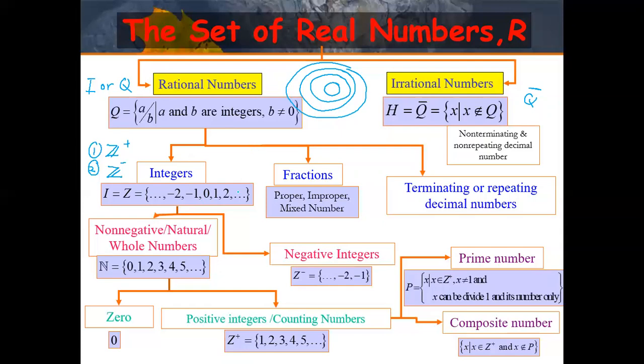Okay, fractions. We have proper, we have improper. Yeah. Terminating, so for example you have 2.666666, which keeps going, so you can terminate it to 2.667, yeah. Alright, so we go to integers, which we divide again into non-negative, which is a positive integer.